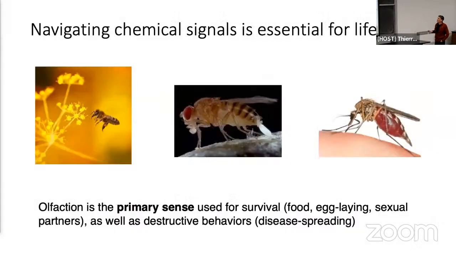So, okay, navigating chemicals is really important. Smelling, sensing chemicals is probably the most important sense in the animal world. And it's also the most ancient. And it's the one that animals use to find food, places to lay eggs, find sexual partners, etc. Also for destructive behavior, like whenever a mosquito is finding you, it's because first it was able to smell you. And it can follow the smell hundreds of meters away and will find you.